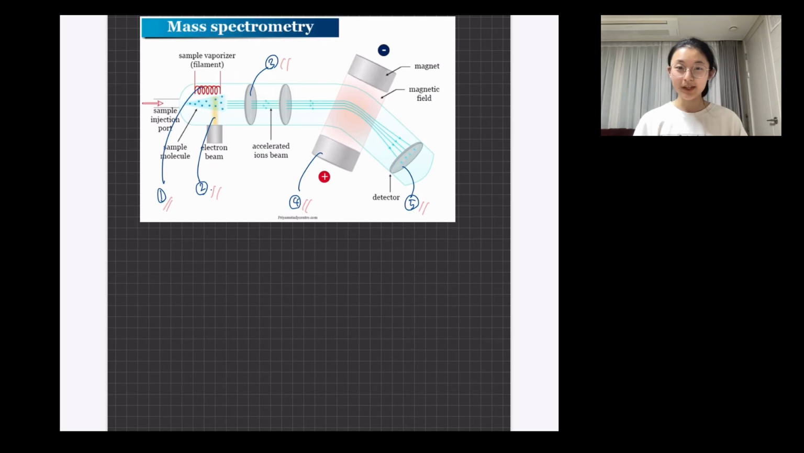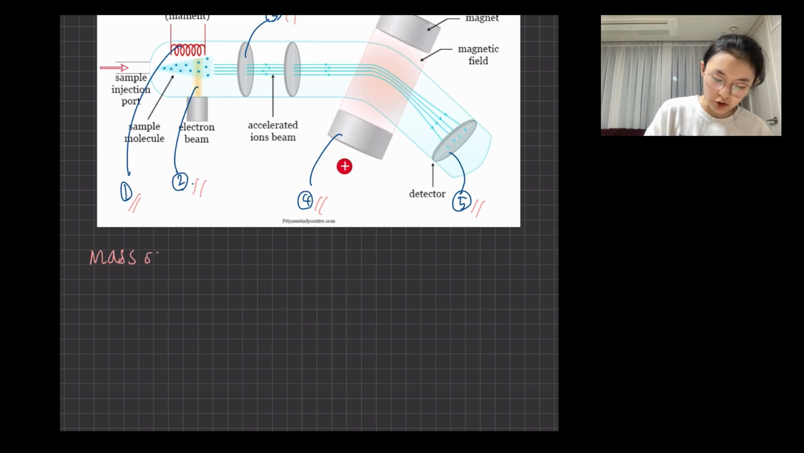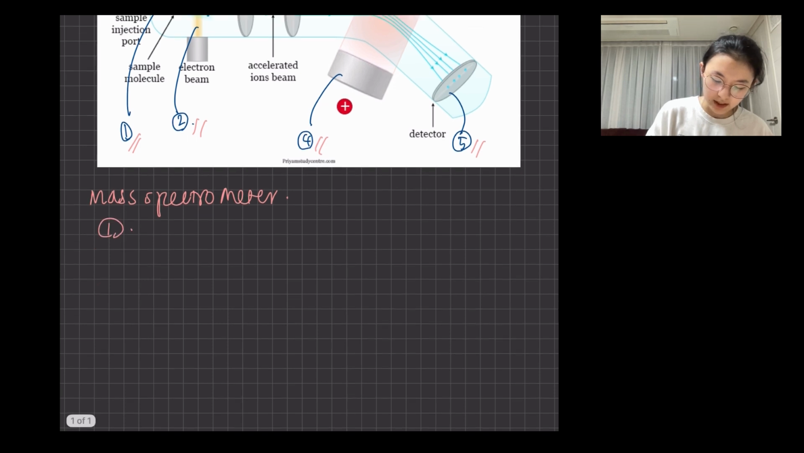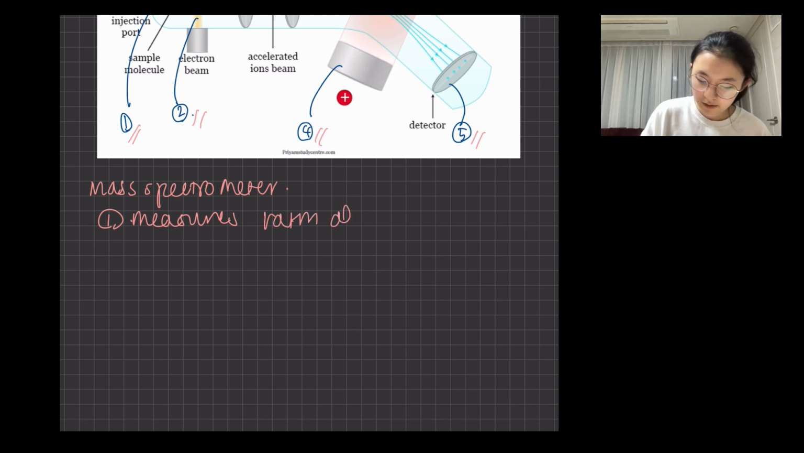Hi everyone, in this video we'll be looking into mass spectrometers, which is a key part of the IB chemistry syllabus. But before we start off with anything, what is a mass spectrometer and what exactly does it do? Well, the functions of a mass spectrometer divide into a number of things, but we can essentially say that it does a couple of things. Firstly, it measures the relative atomic mass of isotopes.